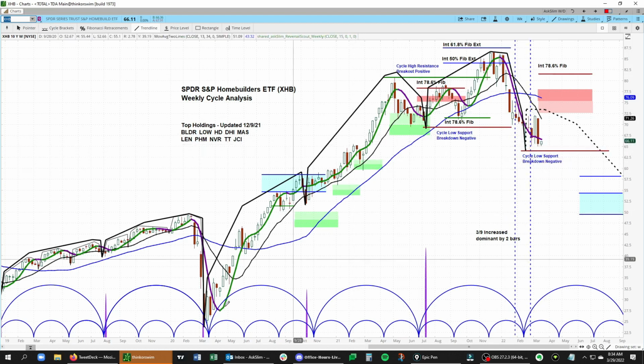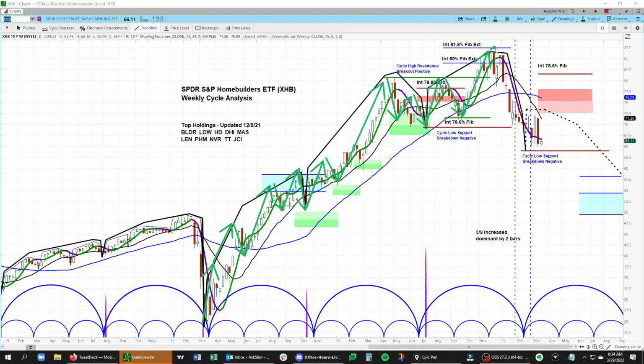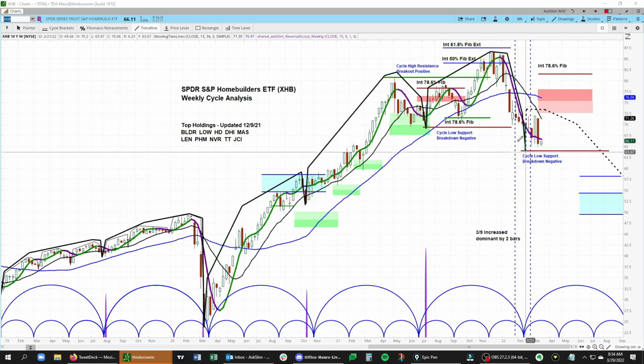For XHB, we have a dominant cycle broken up into minor thirds. These are the minor thirds. I have drawn them in the old data here, but these are the minor thirds right here: 3, 1, 2, 3, 1, 2, and 3. Okay, those are those minor cycles right there. And what's happening is that we were due to form a bottom. This bottom is now in the context of a bearish weekly structure with a lower cycle low relative to the prior low.